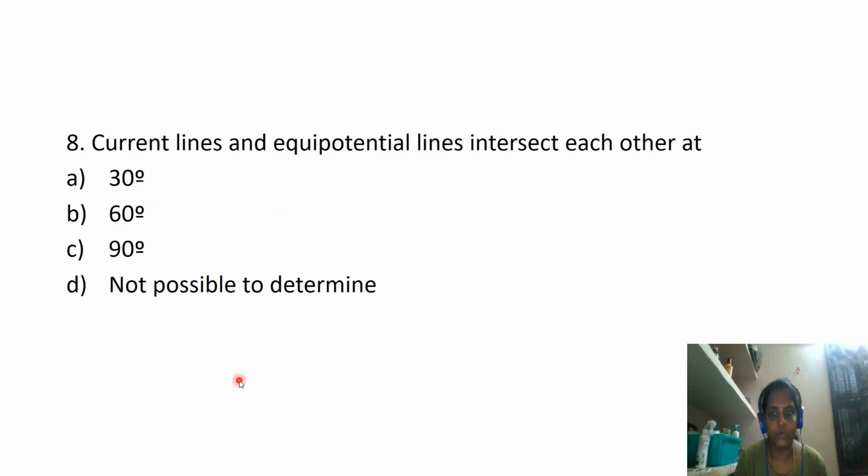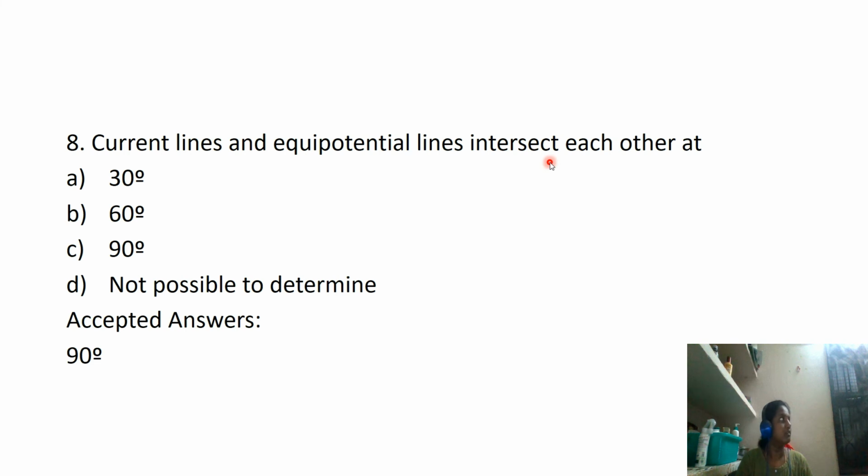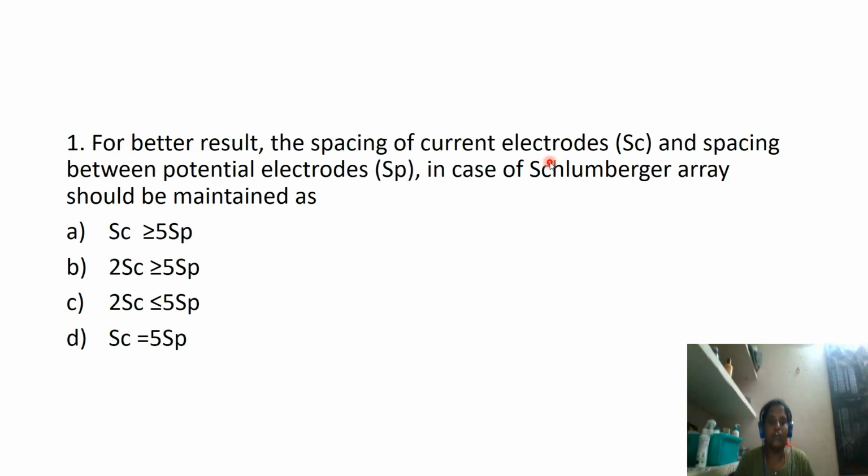Current lines and equipotential lines. So in an electrical resistivity test, the current lines and equipotential lines intersect at 90 degrees. For better result, the spacing of current electrodes and the spacing between the potential electrodes in a Schlumberger array is very much important. If you want to explore 3 meter depth, the spacing between the electrodes should be 3 meter. Current electrode should be 3 meter.